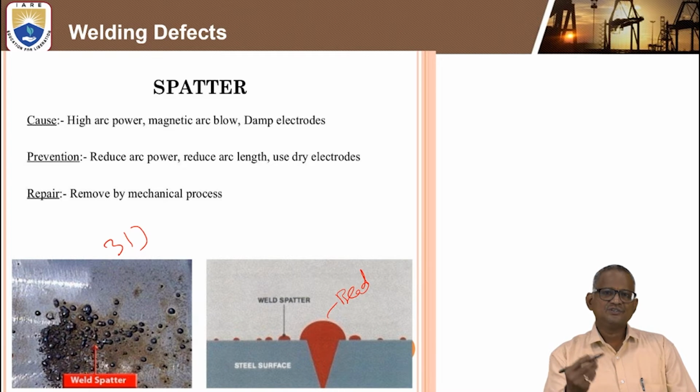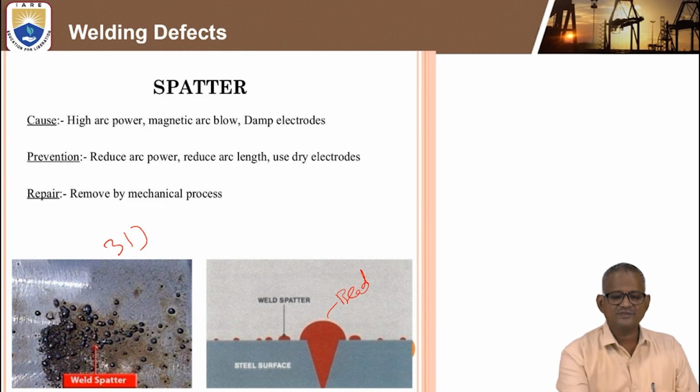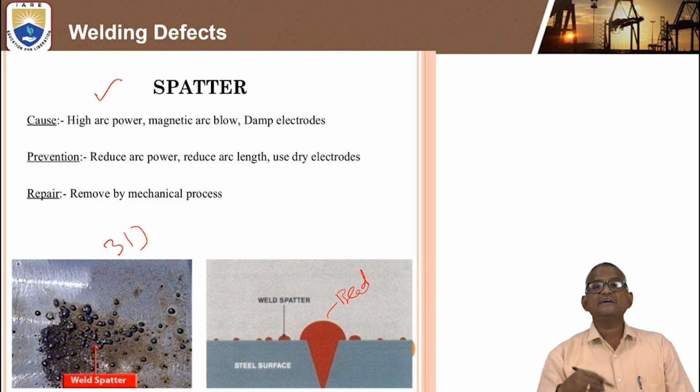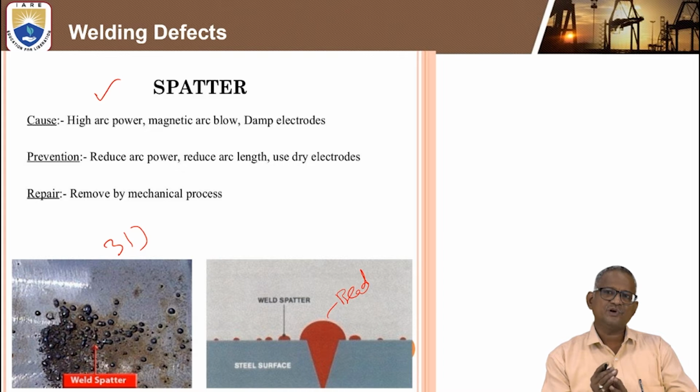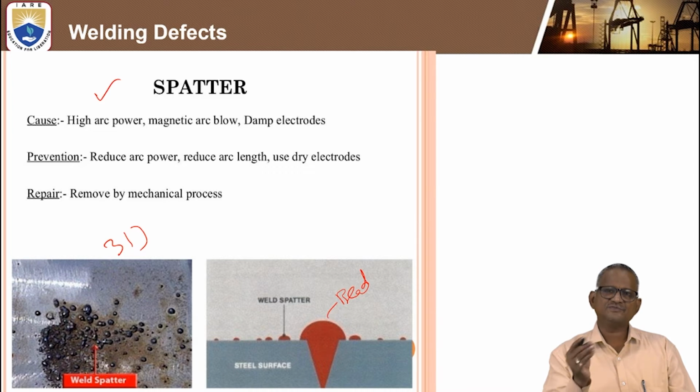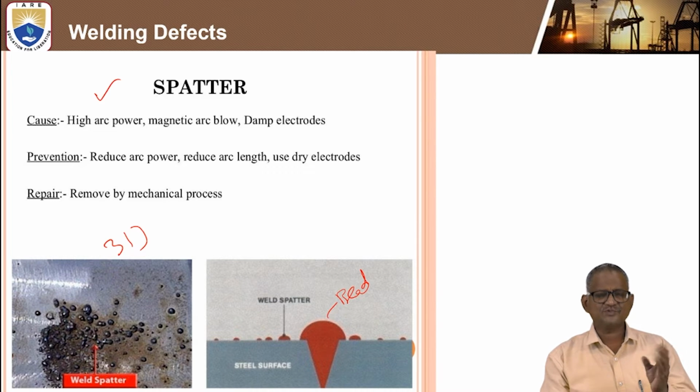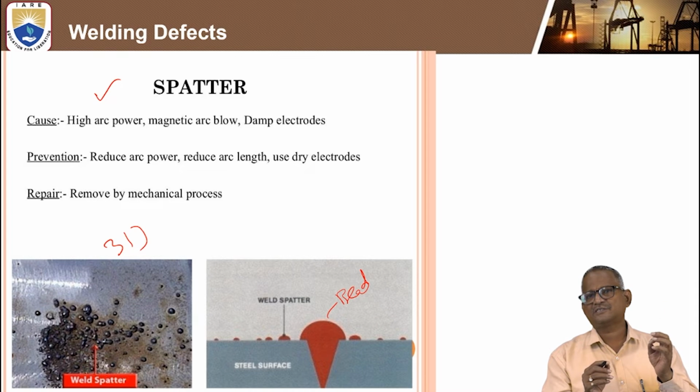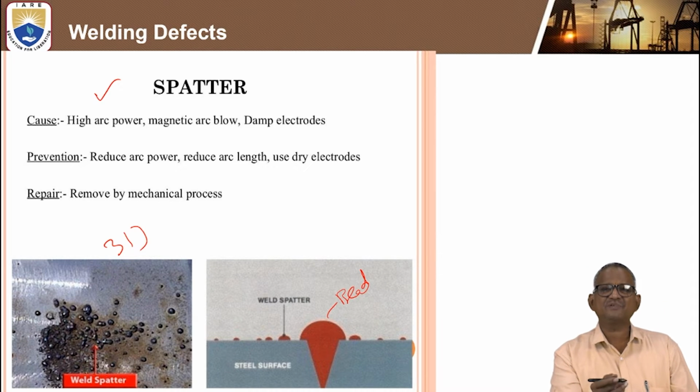Why? Because of high arc power, the first and foremost thing is high arc power, magnetic arc blow, and damp electrodes. Some electrode filler metals are also damp, which leads to some spatter, some sound also. It will occur like in the Deepavali festival, some rockets will go off like that. The spatters may occur while performing the welding process.